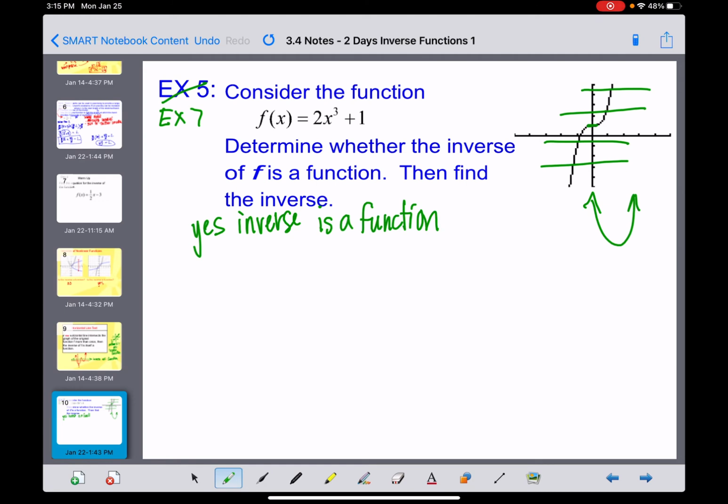Okay, so now we're going to find the inverse function. So we're going to plug in y. And then this is review from yesterday. So we're going to go ahead and switch our x and y. And then we're going to subtract the 1 and divide by 2.